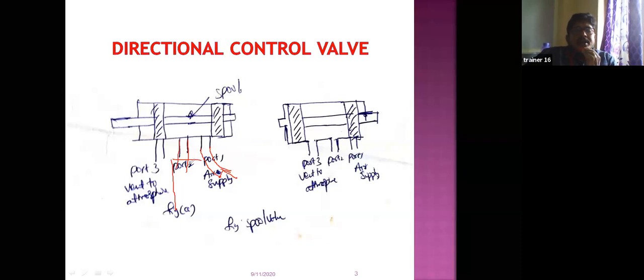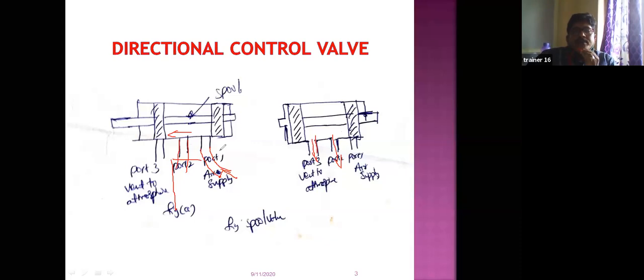Here the air enters. If there is excess air, what happens? The air goes in this direction and pushes. Thereby port 3 opens, and it goes to the vent to atmosphere. Right? Do you understand? It's a directional control spool valve. Port 2 is connected to the system.